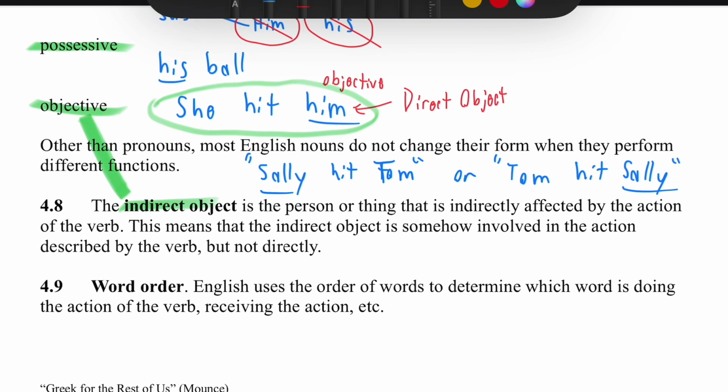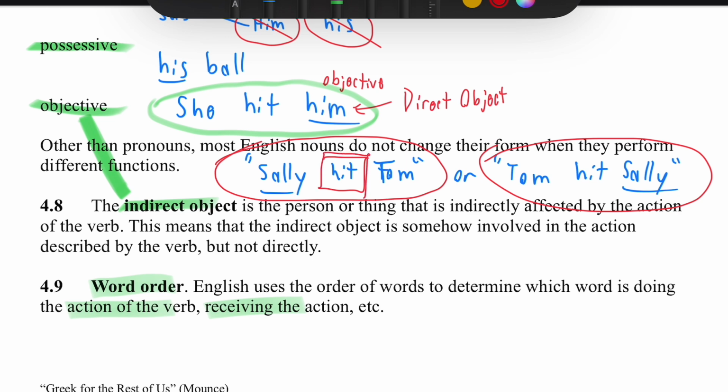Also, it's important to note that word order really matters. English uses the order of words to determine which word is doing the action of the verb, receiving the action, etc. And this is illustrated already above. "Sally hit Tom" versus "Tom hit Sally." It's the order that determines what happens. Who is doing the hitting in this first case? It's Sally, because Sally happens before the verb in the sentence. But here, it's Tom, because Tom is before the verb. So word order greatly matters in English.